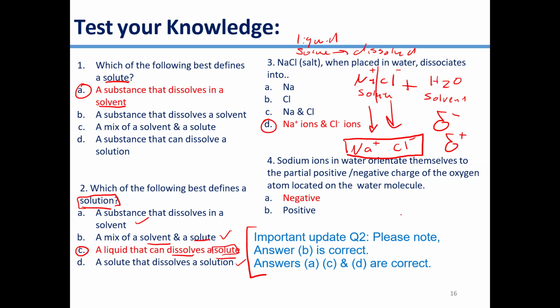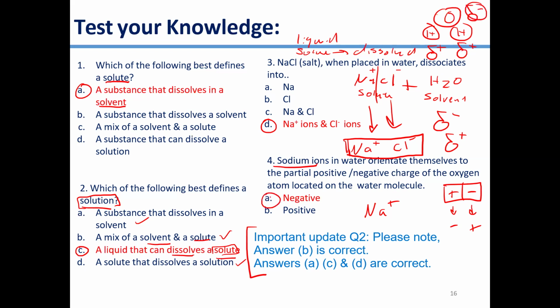And then finally, for number 4, sodium ions in water orient themselves to the partial positives or negative charges of oxygen atoms located in water molecules. In this case, sodium ion, remember sodium is going to be a positive, so Na plus. Remember, a magnet, the positives want to get with the negatives, and then the negatives want to get with the positives. So in this case for water, remember H2O right here, our hydrogens have that partial positive, and then our oxygens are going to have that partial negative. So the answer for this one would be A, negative.